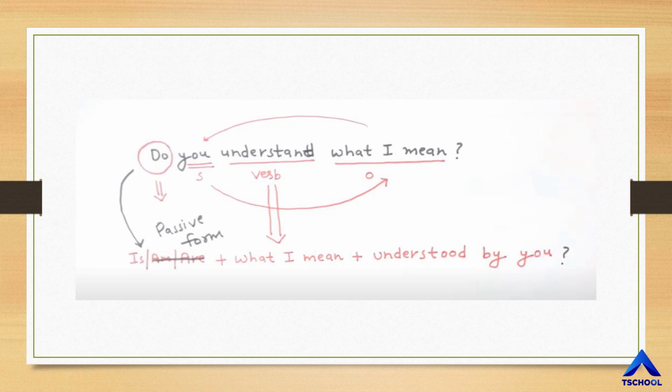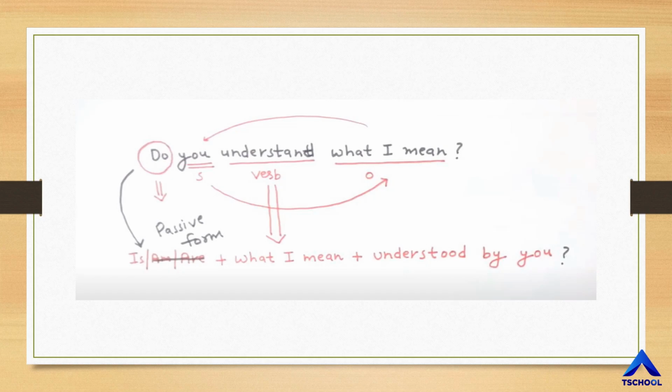I'm repeating the question again. Do you understand what I mean? The question has started with do. Therefore, we are going to use is, am or are. Talking about the subject, you. Talking about understand, that is the verb. And what I mean, that is the object. So the answer would be either is, am or are plus what I mean.